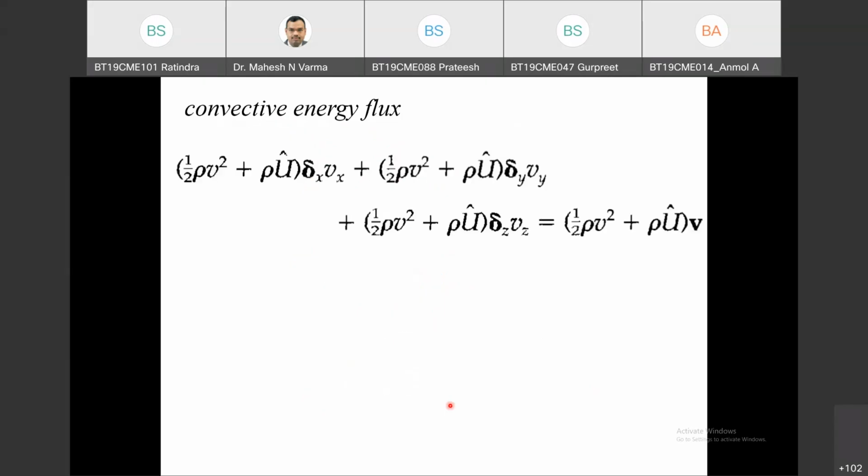So now if I combine this using the Dirac delta function, sometimes you don't have x velocity, sometimes you don't have y velocity, sometimes you don't have z velocity, or appropriate values of delta x, delta y, delta z can be used. So combinedly, I can write this. This will be energy per unit volume multiplied by velocity, which will give me a convective energy flux. So this will be the convective energy flux. Hereafter we will be using this convective energy flux, which will have kinetic energy as well as internal energy per unit volume multiplied by velocity.